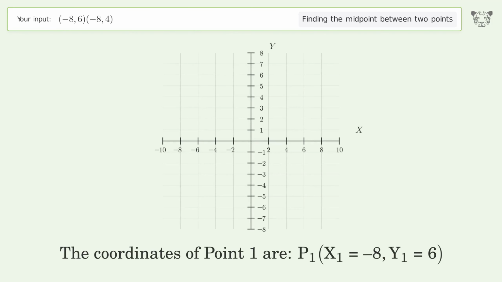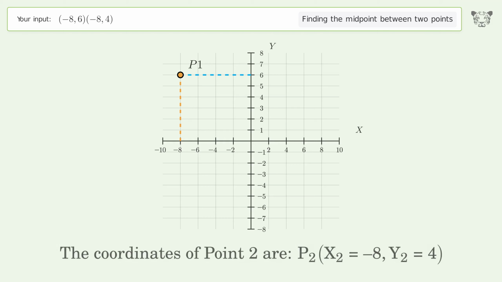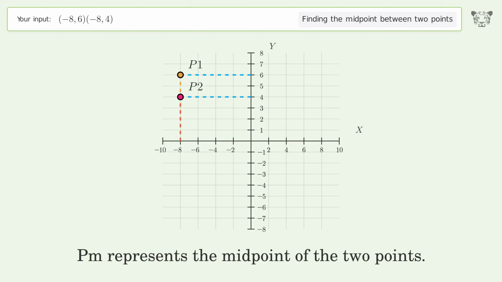The coordinates of point 1 are x1 equals -8, y1 equals 6. The coordinates of point 2 are x2 equals -8, y2 equals 4. PM represents the midpoint of the 2 points.